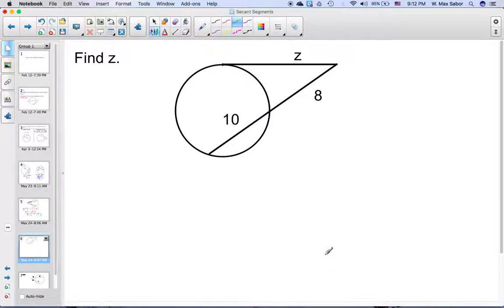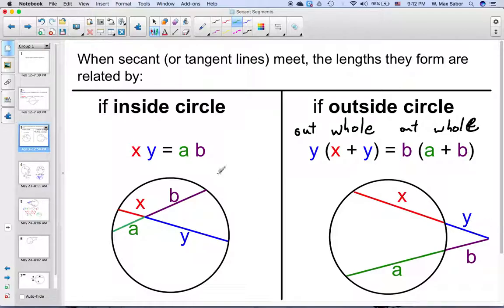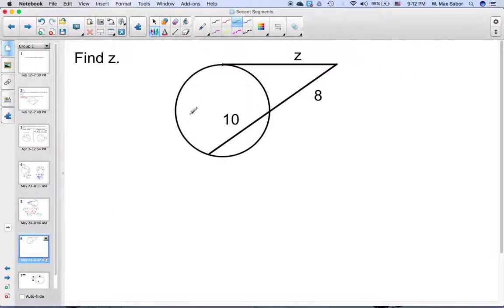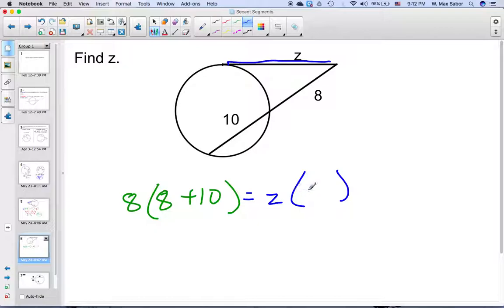Now this problem, because they meet outside the circle, it works the same way, but the outside is 8 times the whole thing, which is 8 plus 10. Now it's a little trickier for this. Here z is the outside, that's the part outside, and it's also the whole thing. So it's z times z.